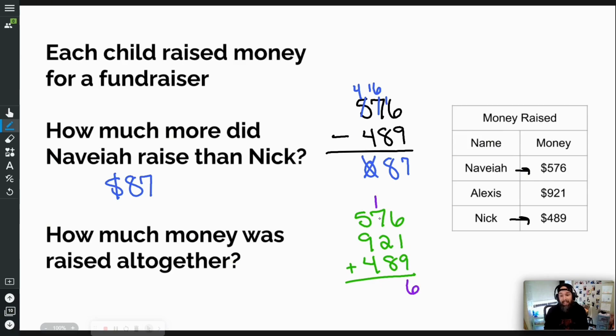1 plus 7 is 8. 8 plus 2 is 10. 10 plus 8 is 18. Write out your 8. Carry the 1. 1 plus 5 is 6. 6 plus 9 is 15. And 15 plus 4 is 19. So we're going to write out our 1. We're going to write out our 9. 1, 2, 3, put a comma there. And how much money was raised altogether? $1,986. That's a lot of cash.